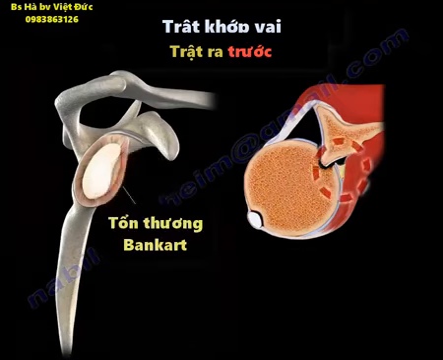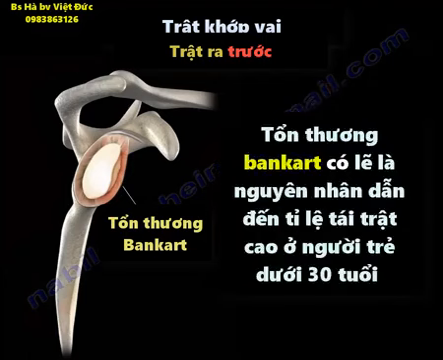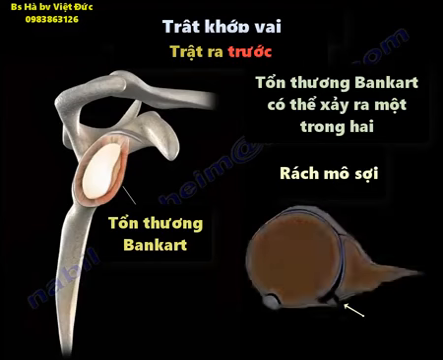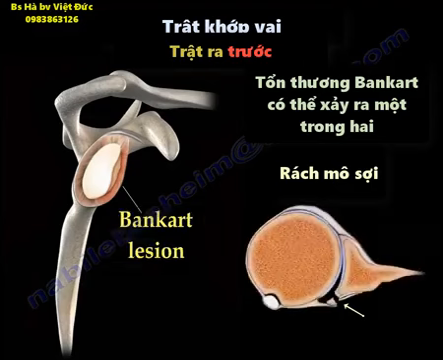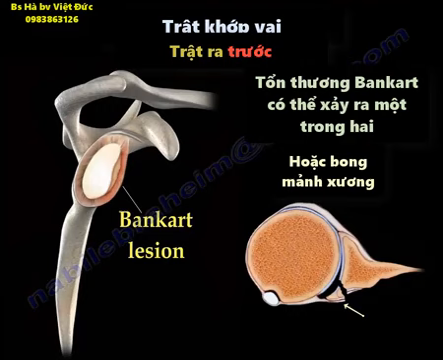Bankart lesion. It is a tear of the anterior inferior labrum of the glenoid rim. Bankart lesion may be associated with a high recurrence rate of dislocation, especially in patients younger than 30 years of age. Bankart lesion can occur either as fibrous or bony.